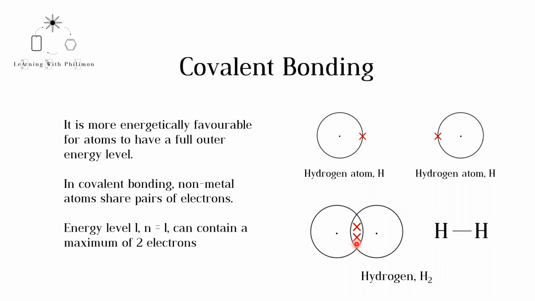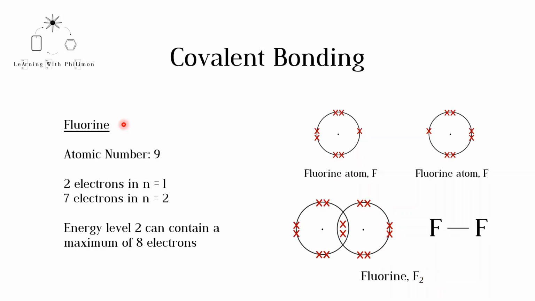Another way to demonstrate this molecule is using a Lewis structure. Here we use the element symbol H and a line between the atoms representing the covalent bond, the two shared electrons. The formula of hydrogen is H2. The subscript 2 indicates that 2 hydrogen atoms are present per molecule. Let's now look at another example.